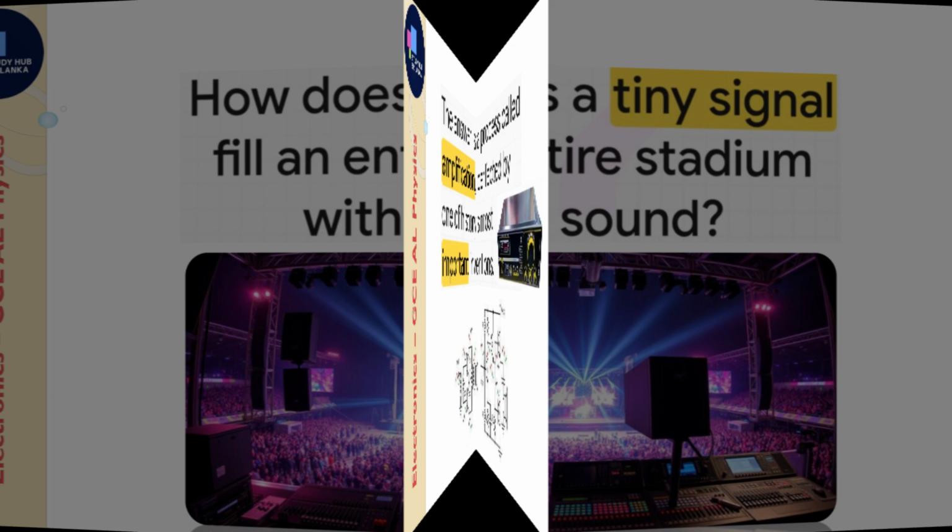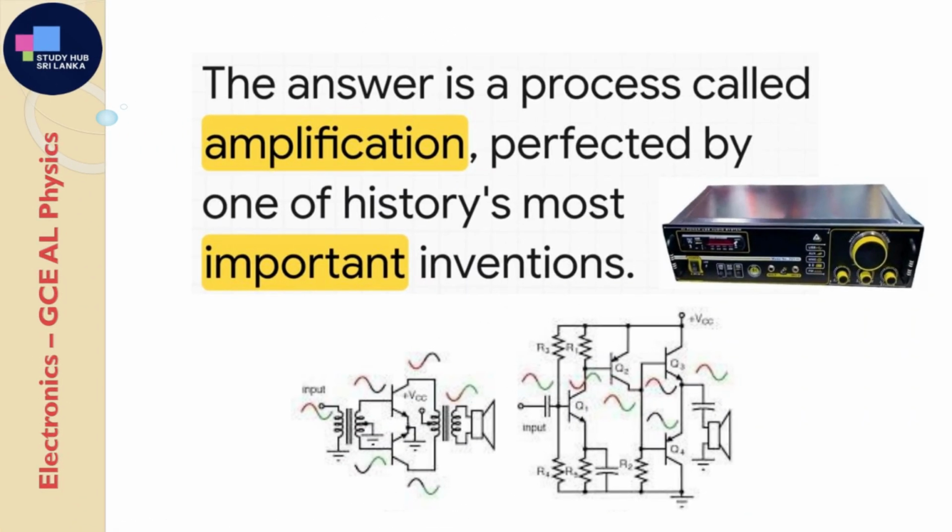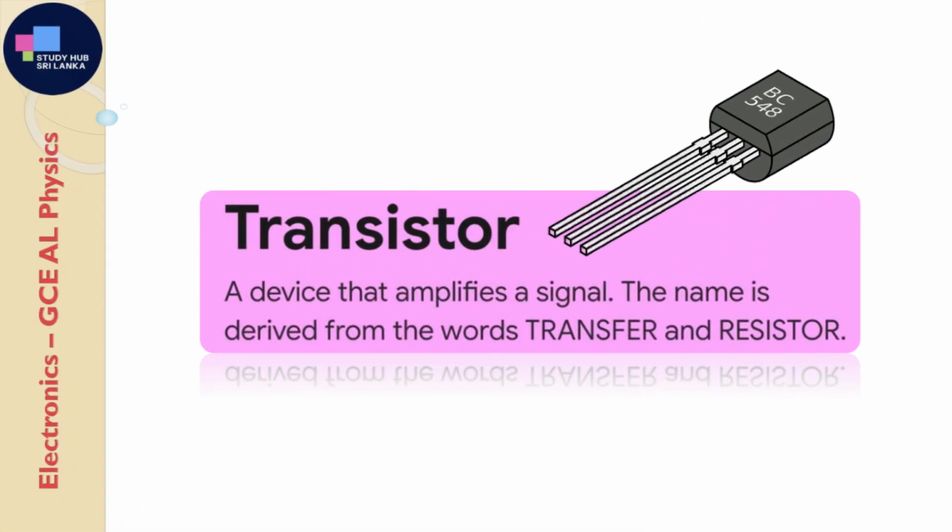Well, the answer lies in a process called amplification. It's all about taking a small signal and making it much, much bigger. And the device that absolutely perfected this is what we're here to talk about. Say hello to the transistor. At its heart, it's a tiny device that can either amplify or switch electronic signals.